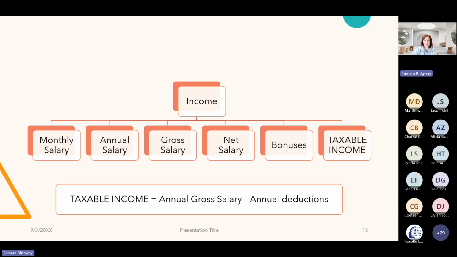As simple as that. And then after we've spoken about all of these and they feel quite comfortable with it, we go into taxable income, which is your annual gross salary, which they now know exactly what that means, minus your annual deductions, which we're still coming to. But at least it's telling them in the meantime that it's coming.